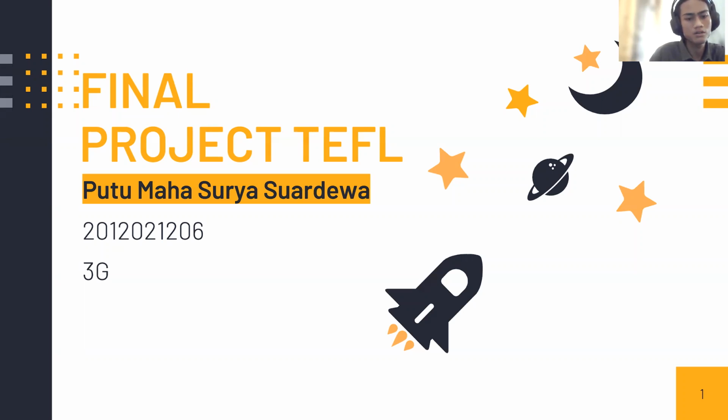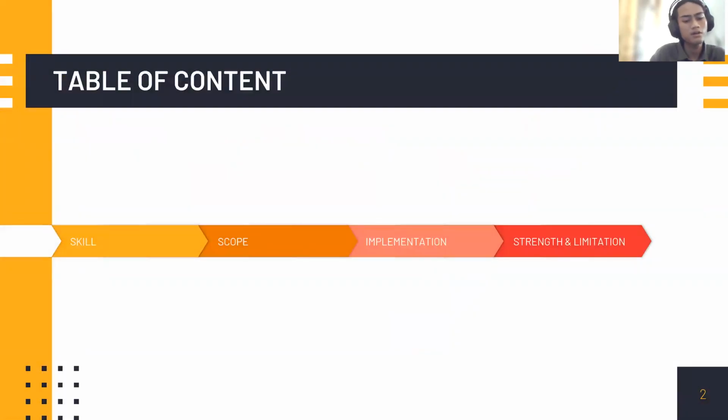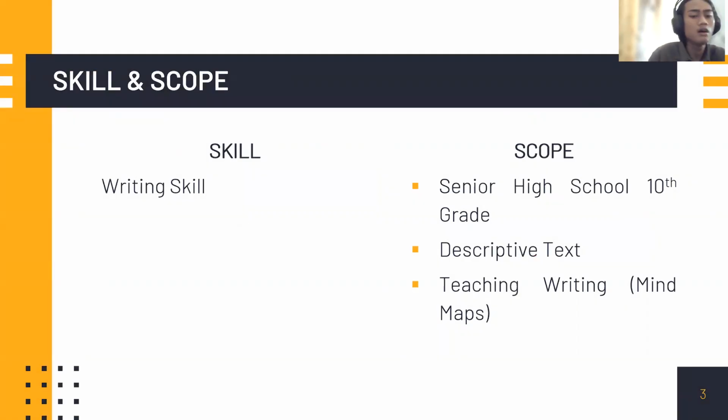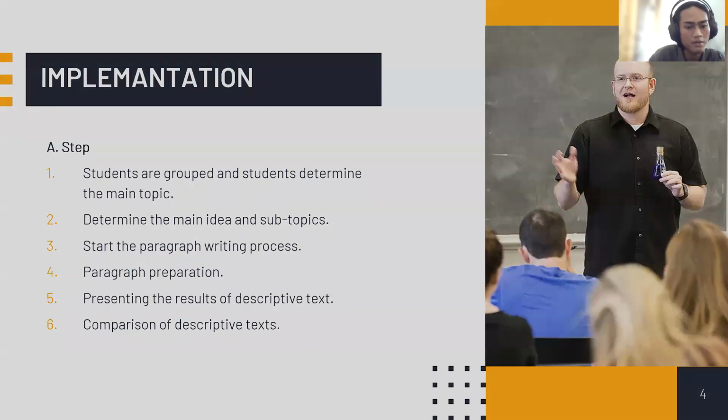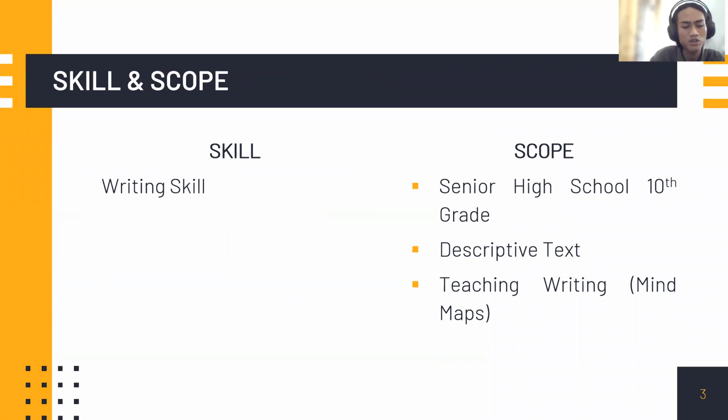Next slide. I will explain four contents. The first is the skill, the second is the scope, the third is the implementations, and the last is the strengths and limitations. So the first is the skill. The skill that will be taught here is a writing skill. And the second is the scope.